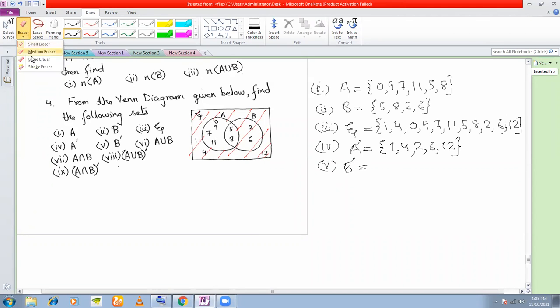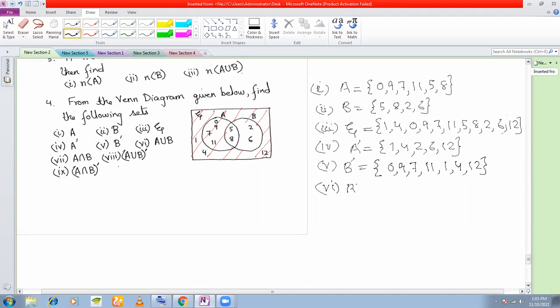B complement. All those outside the circle. This region represents B complement. So what are the numbers in this area? You have 0, 9, 7, 11, 1, 4, and you have 12. This is your B complement.